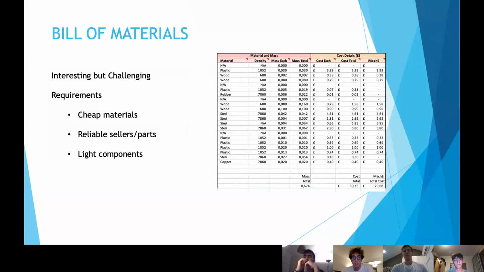Creating the bill of materials was an interesting challenge, which proved that our initial ideas were not 100% achievable in terms of price and manufacturing. It was also challenging to find cheap parts that are reliable enough for our vehicle and use materials as light as possible.